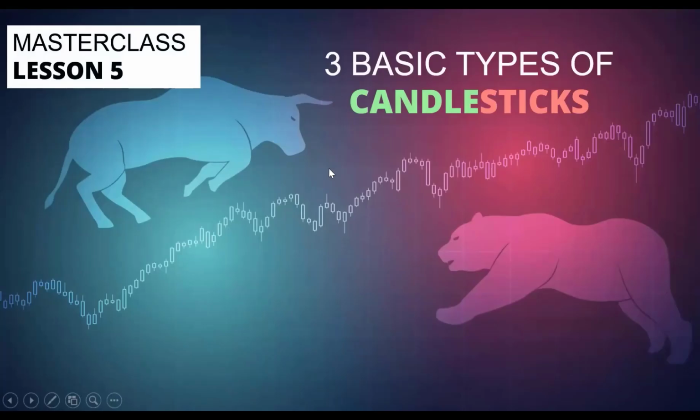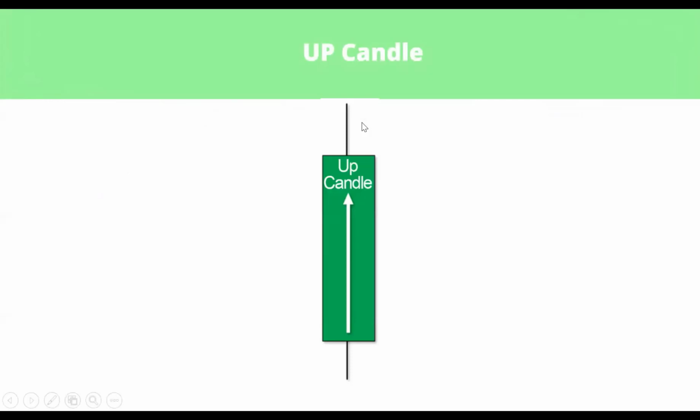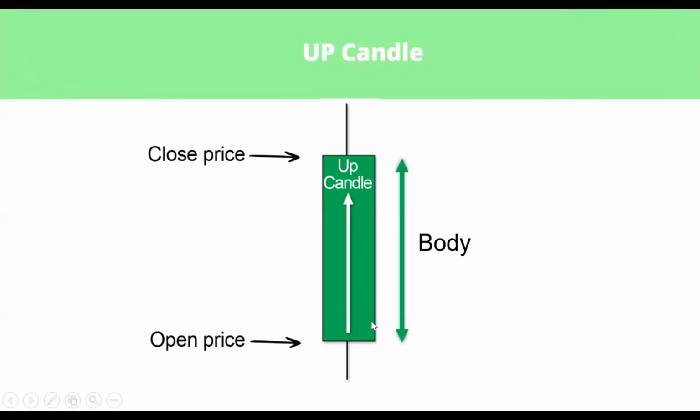Masterclass lesson 5, 3 types of candlesticks. So you have the up candle, the down candle, and the doji. The up candle is basically where the open price, which is at the bottom of the candle, is lower than the closing price. And between the open and closing price is the body. There is also the wick between the open price and the low, and there is a wick between the closing price and the high.